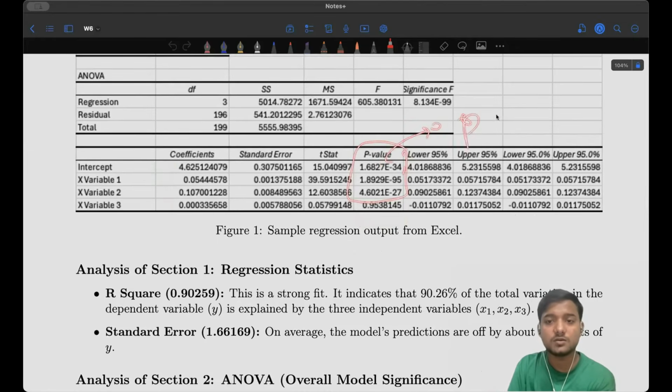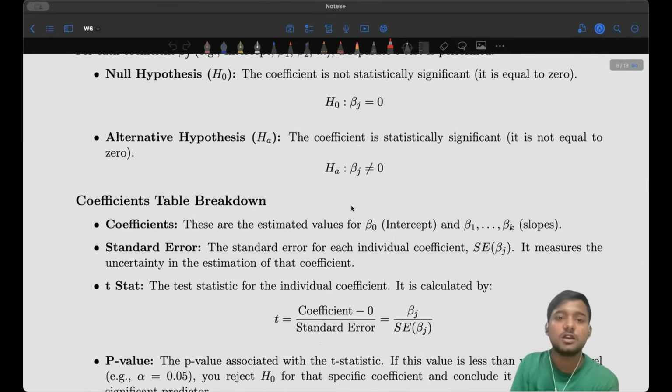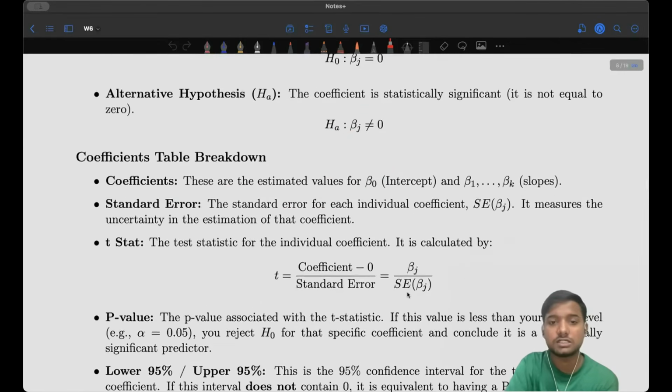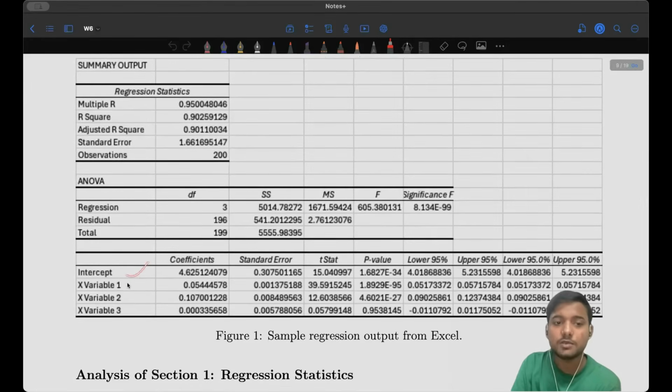And since the p-value is less than alpha, we can reject the null hypothesis. And what was our null hypothesis? If you see here, in the coefficient table, the null hypothesis is that the coefficient is not statistically significant. This is what we want to reject, because for the first 3, intercept, x1, x2, we can see the p-value is less than alpha. For these 3, we can reject the null hypothesis.